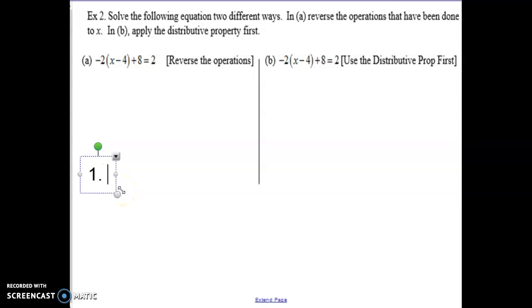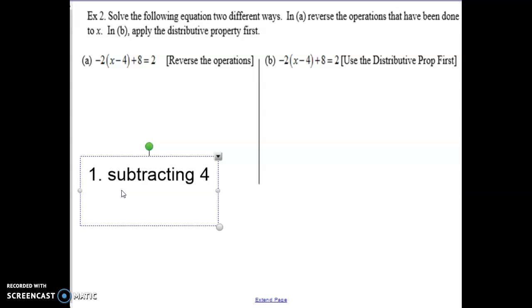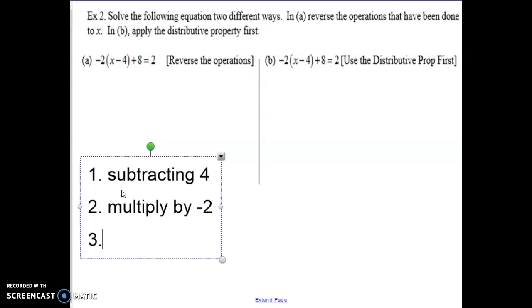First thing is parentheses first. So what are we doing to x? We are subtracting 4. Okay? And then the next thing that happens is that multiplication, that number outside of parentheses. So we're going to multiply by negative 2. And the third thing, there's only 3 steps, is the adding of 8.